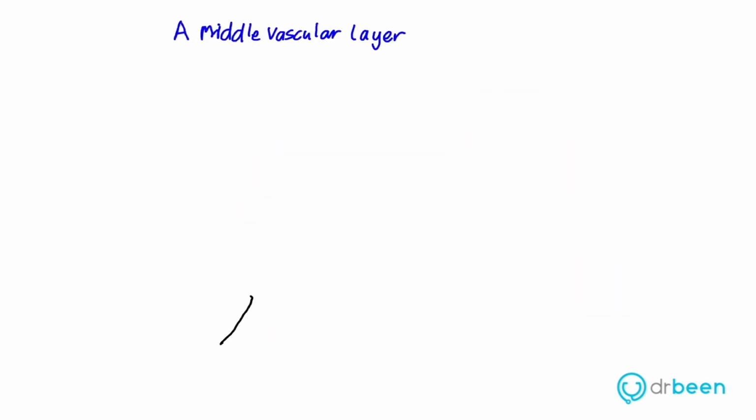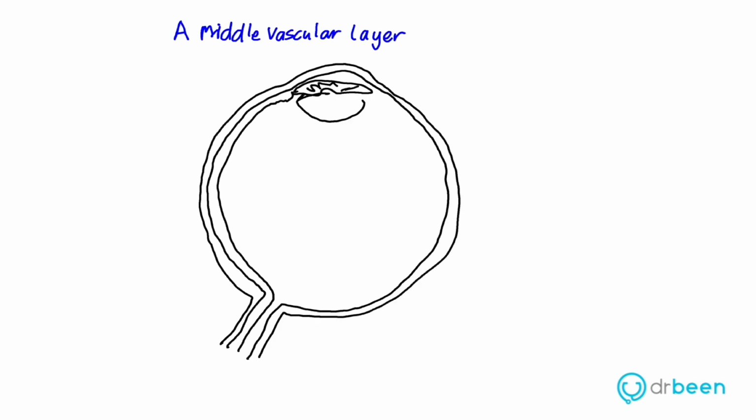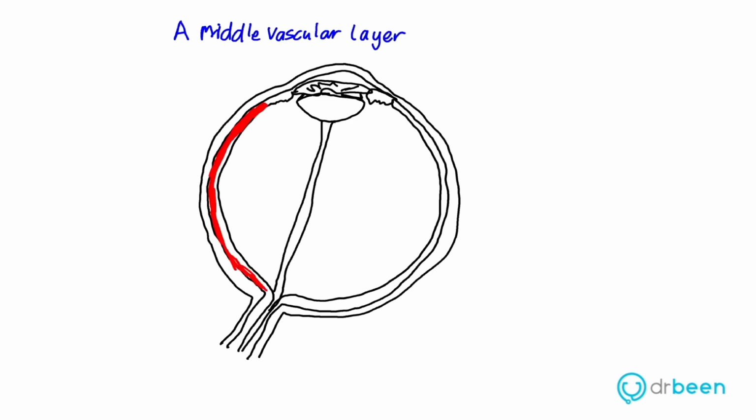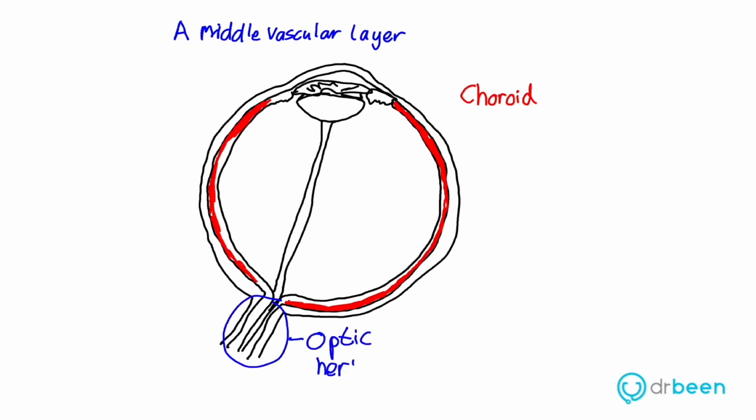The next layer is the vascular coat. This is made up of the choroid, ciliary body, and iris, and the vascular coat is the middle layer. Posteriorly, the vascular coat is labelled the choroid, which is a thin vascular membrane lining the sclera. The choroid is pierced posteriorly by the optic nerve. At the front of the eye, the choroid becomes the coloured donut-shaped iris, as well as the ciliary body.